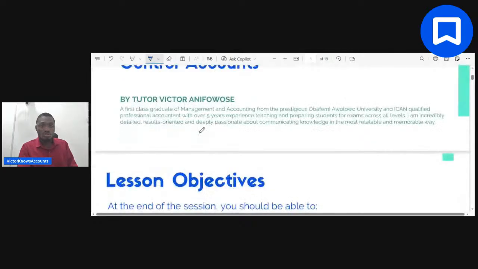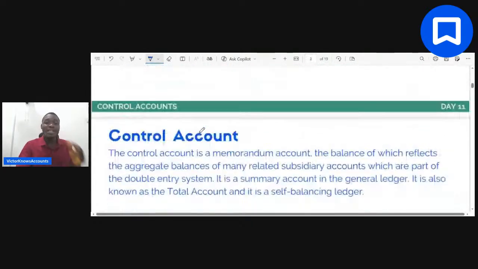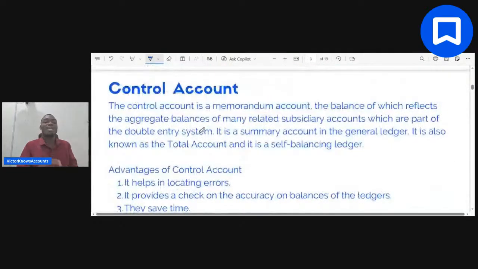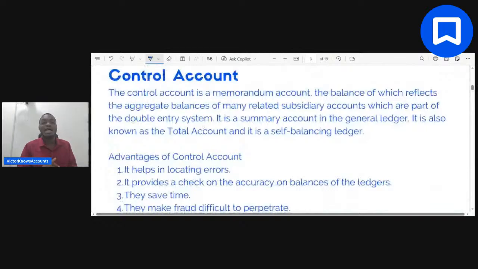Let me show you where we wrote it. The balance of which reflects the aggregate balances of many related subsidiary accounts which are part of the double entry system. So it means that the control account can be seen as a summary account, or you can also see it as the total account. Because the balance in the control account shows the aggregate balances, that is the sum of all the balances of related accounts.